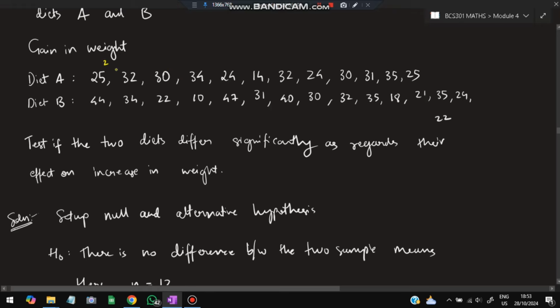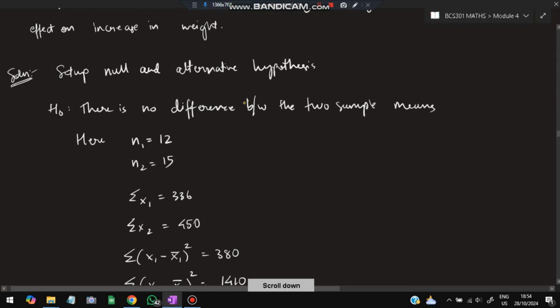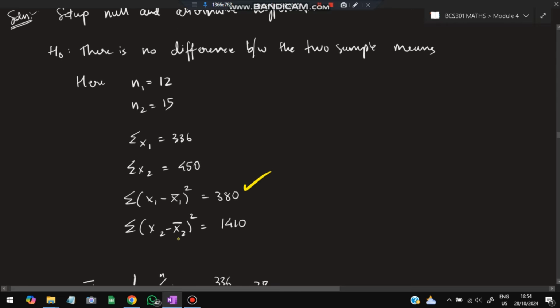For example, 28 minus 25 is 3. Here 28 minus 32 is 4. 28 minus 30 is 2. All these values, 3, 4, 2, I'm getting. So you have to do 3 square plus 4 square plus 2 square plus, whatever we get, 6 square plus 10 square, and so on. Like that, calculate all the squares. That sum is written here, 380. Do this same thing for the other one also.